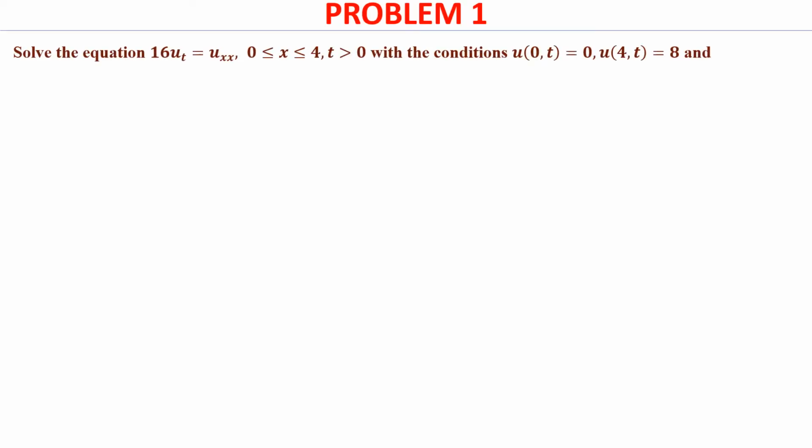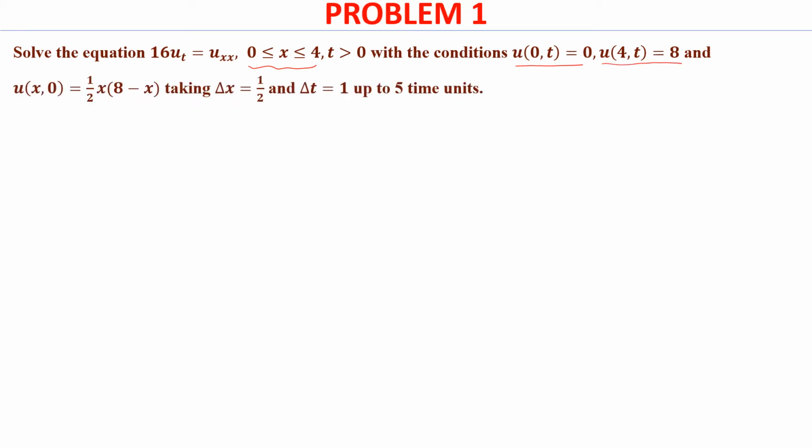The first problem reads the following. Solve the equation 16u_t equal to u_xx, where x varies from 0 to 4 and for all positive t. Two conditions are given: u(0,t) is 0, u(4,t) equal to 8, and u(x,0) is also given to be some function of x. We need to take delta x as 1/2 and delta t to be 1, and this line is important: up to 5 time steps.